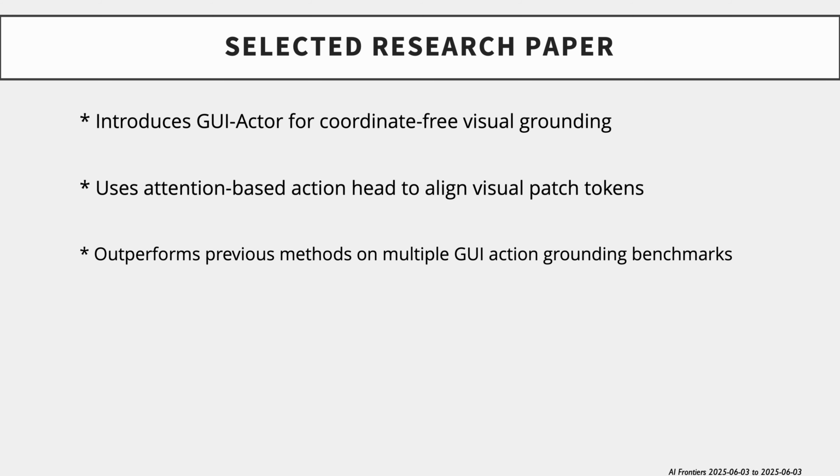Third, visual grounding involves localizing screen regions for action execution based on visual content and textual plans. Qianhui Wu and his team introduced GUI Actor, which uses an attention-based action head for coordinate-free visual grounding. This method is effective but requires sophisticated algorithms to function properly.